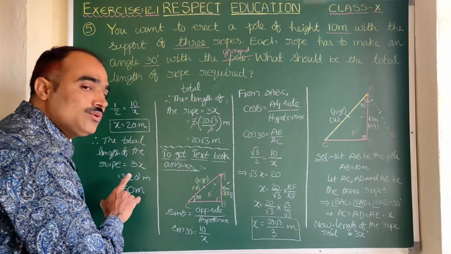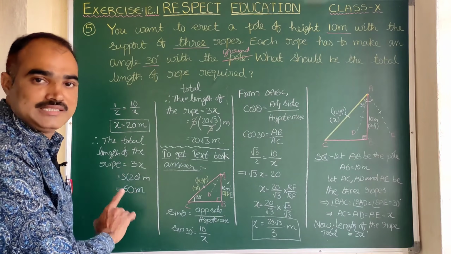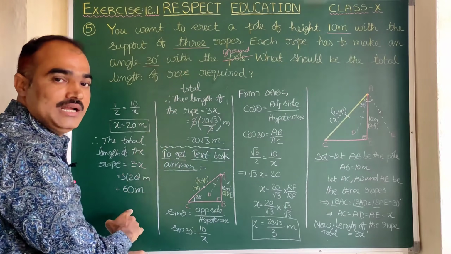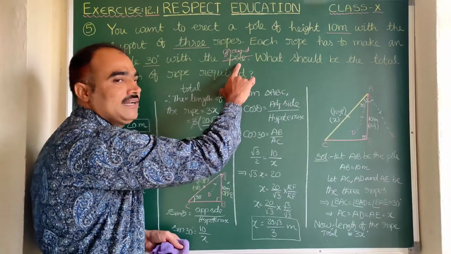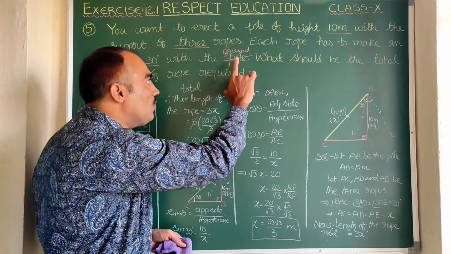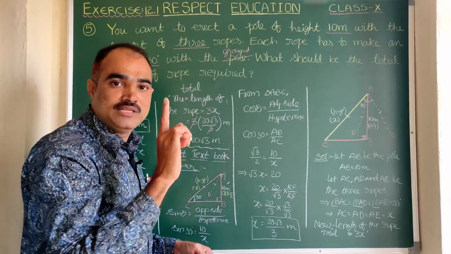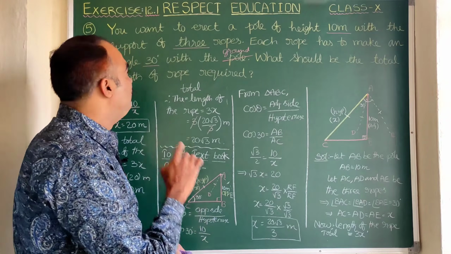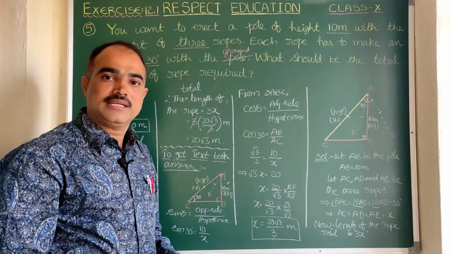This is according to the textbook answer. If we do the change here, then we will get a different answer. But according to the given question, if there is a pole only instead of ground, according to the textbook question, this is the right answer. So with this, problem number 5 gets completed.